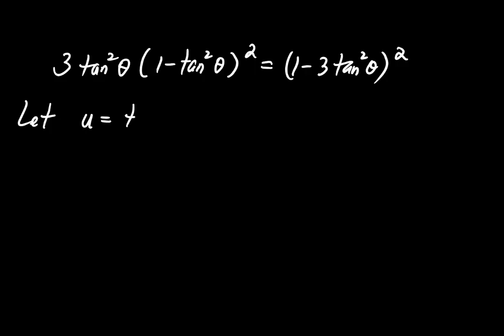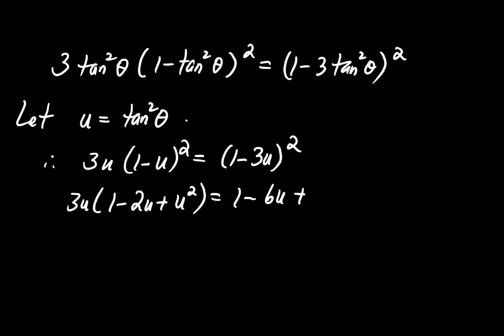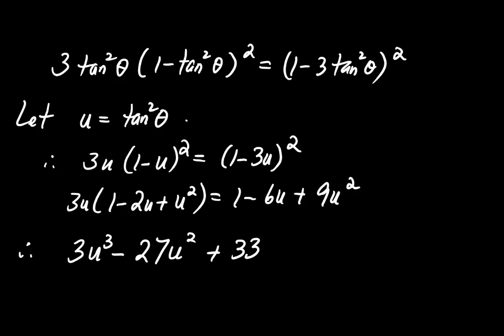Let u equal tangent squared theta. Then 3u times (1 minus u) squared equals (1 minus 3u) squared. Which expands to 3u cubed minus 27u squared plus 33u minus 1 equals 0.